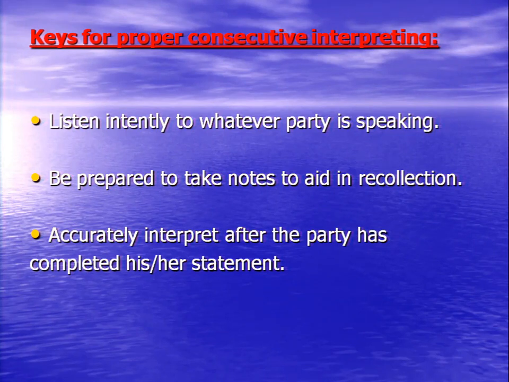Some keys for good consecutive interpreting: you have to listen intently to whatever party is speaking, of course. You have to hear the whole thing, because you cannot intervene, so you cannot stop the defendant or whoever is speaking. Let them say the whole thing. Be prepared to take notes, recollect, and accurately interpret after the party has completed the statement. Again, I'm going to talk about some techniques. If the Arabic court interpreter can share with us their techniques for better consecutive interpreting.